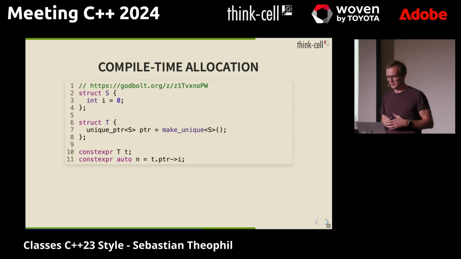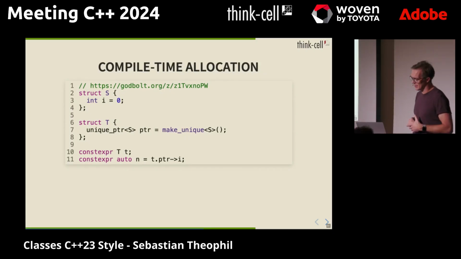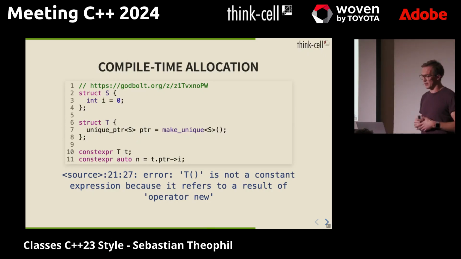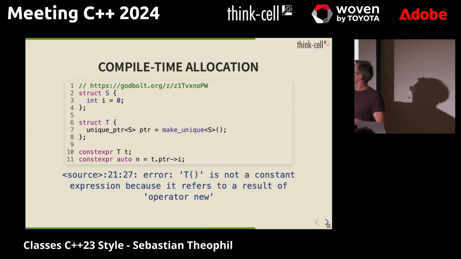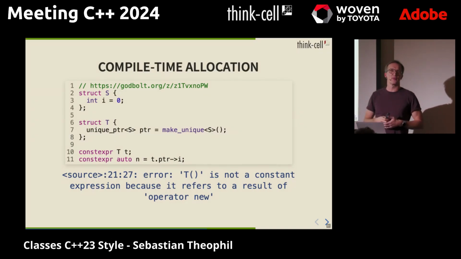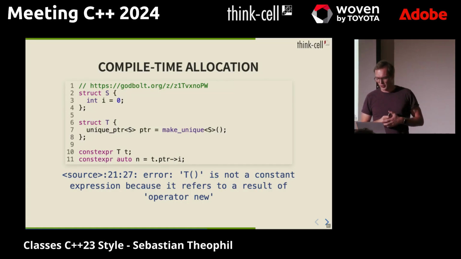Of course, that's not going to work. That's also giving us a compiler error. It's going to say that the T constructor is not a constant expression anymore. And why is that? Well, we are making an allocation, and that allocation would have to exist for the lifetime of our program, right? Because we just generate a global T object. So that's not going to work.